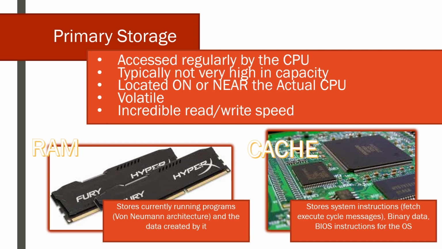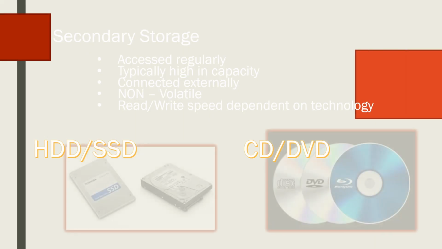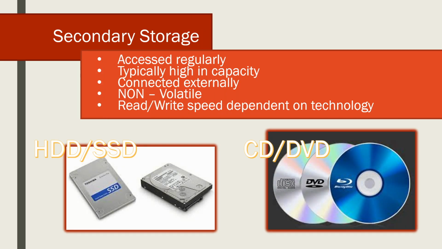Primary storage is accessed first, if you like. But then we've got secondary storage. It's a little bit nuanced, but it's accessed regularly, just like the primary storage, but not like the primary storage. You'll see why in a second. It's typically high in capacity. The examples I've given you are the hard disk drive or solid state drives. They can be terabytes in size. CDs, DVDs, again, megabytes to gigabytes, but much higher in capacity than your RAM and your cache.